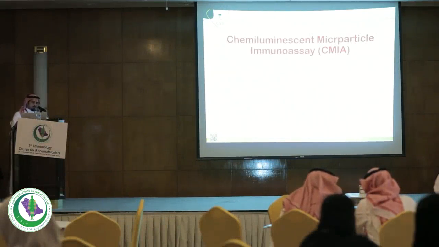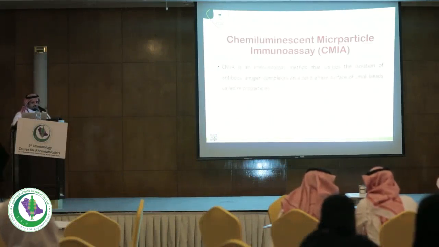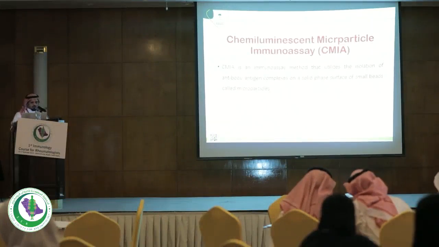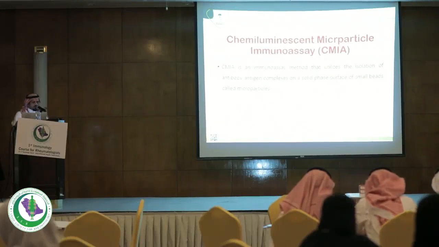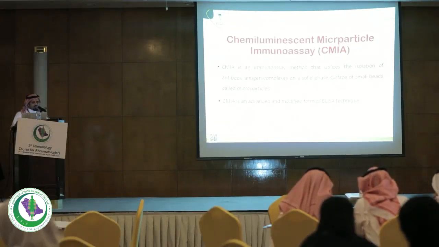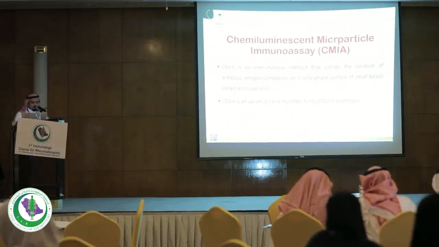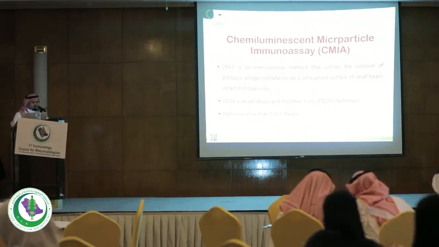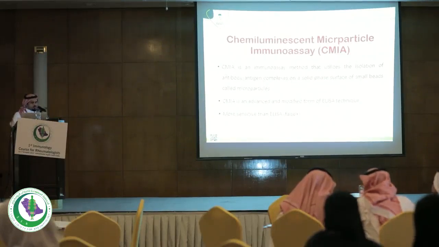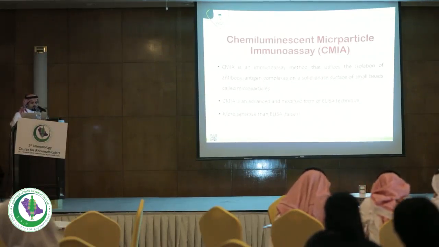Another type of immunoassay is the ChEMIA, or chemiluminescent microparticle immunoassay. These assays utilize the isolation of the antibody-antigen complex on a solid phase surface of small beads called microparticles. Basically, ChEMIA is considered an advanced and modified form of the ELISA technique. It is considered more sensitive than ELISA, but the issue with ChEMIA is that it might give you a false positive due to its extreme sensitivity compared to ELISA.